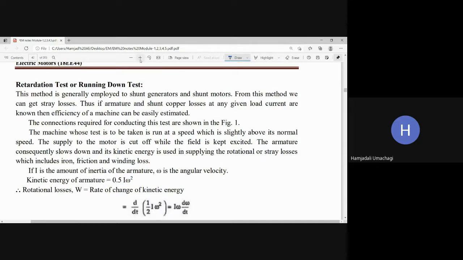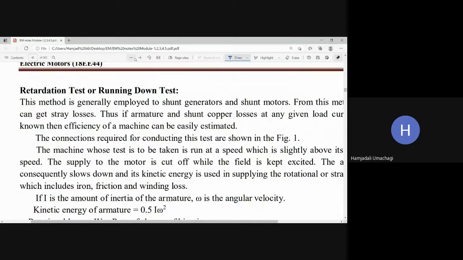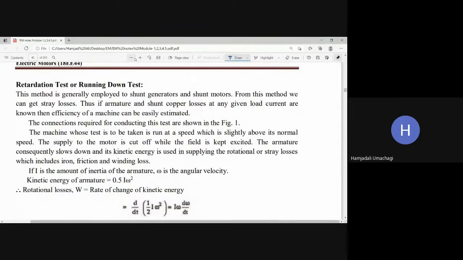Here, the important thing is that usually testing means we are going to calculate efficiency for any kind of motor, but the specialty of this retardation test is that with the help of it, we are going to calculate stray losses. What do you mean by stray losses? It is a combination of constant and mechanical losses. Mechanical means friction, windage, and everything. So such losses we are going to estimate using retardation test.